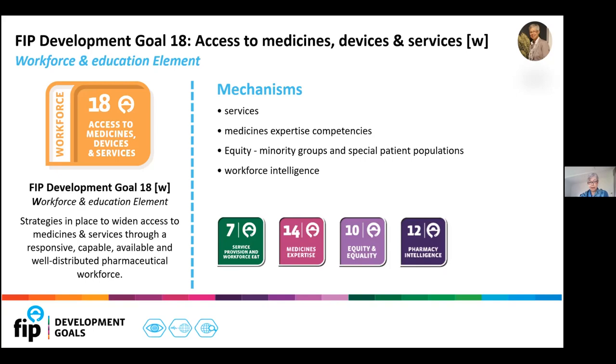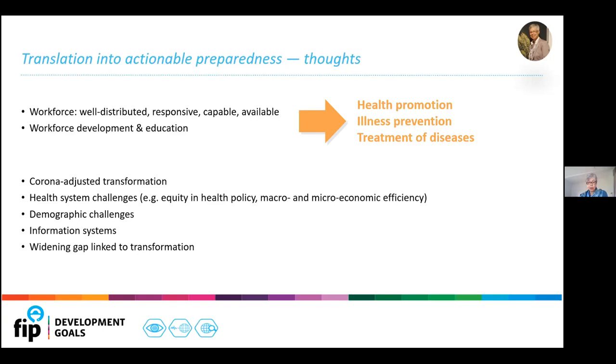How do we translate access to actionable preparedness regarding workforce and its education? I would like to distinguish between workforce availability, including migration and shortage, and its development and education, having in mind the three columns of health promotion, illness prevention, and treatment of diseases. Additionally, I will take into account the current environment, like the transformation itself, which is accelerated. Also included are challenges in the health systems, the demographic challenges for all stakeholders, and the very speedily evolving information technology. We should pay particular attention to the widening gap between winners and losers that happens at each transformation, including the one we are living in.